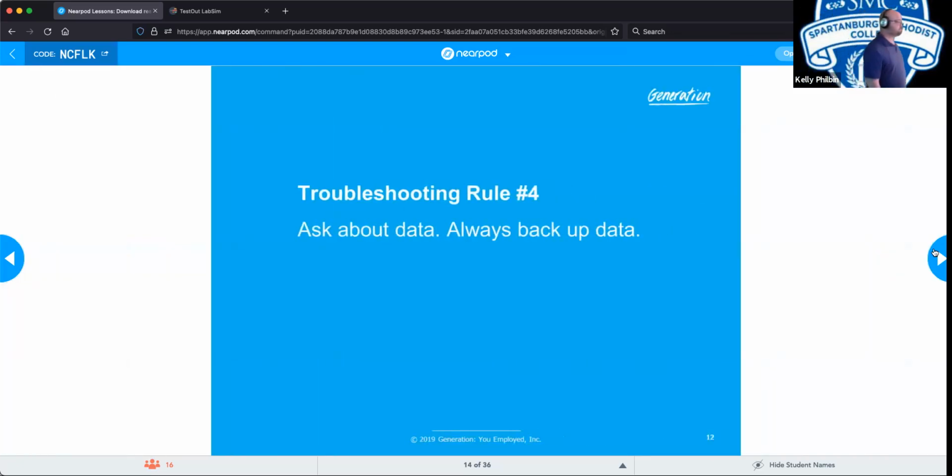All right. Rule number 4. Ask about the data and always back up data. If you've ever been in a case where you have lost a hard drive and all the information on it because you didn't back everything up, that is awful. It really is. It is just awful when you've lost everything that you had. It's worse when you lose somebody else's data because you are responsible for that.